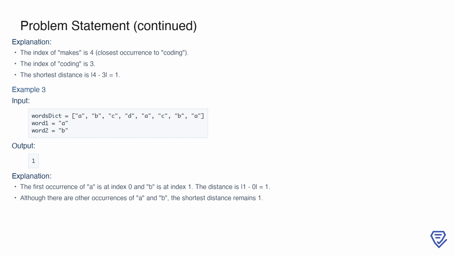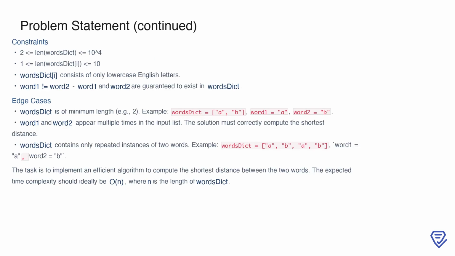There are a few constraints and edge cases to consider for this problem. The length of wordsdict will be between 2 and 10,000, and each word in the list will have a length of up to 10 characters. The words consist only of lowercase English letters, and word1 and word2 are guaranteed to be different from each other and will always exist in wordsdict.